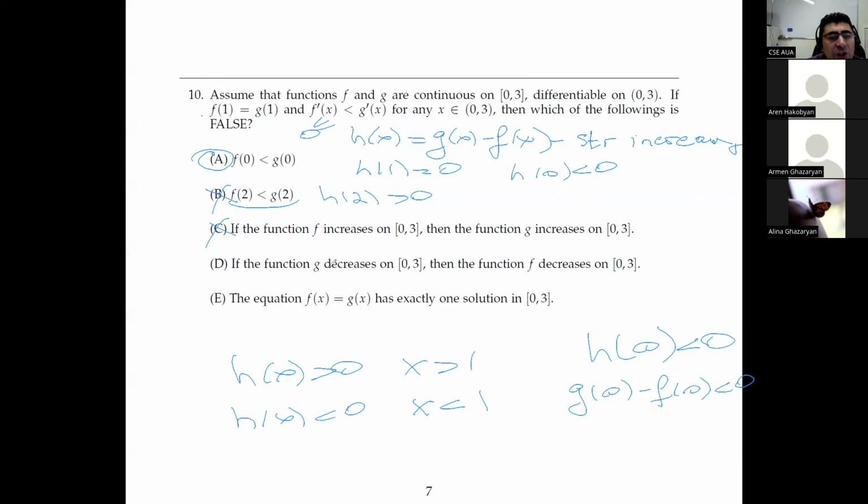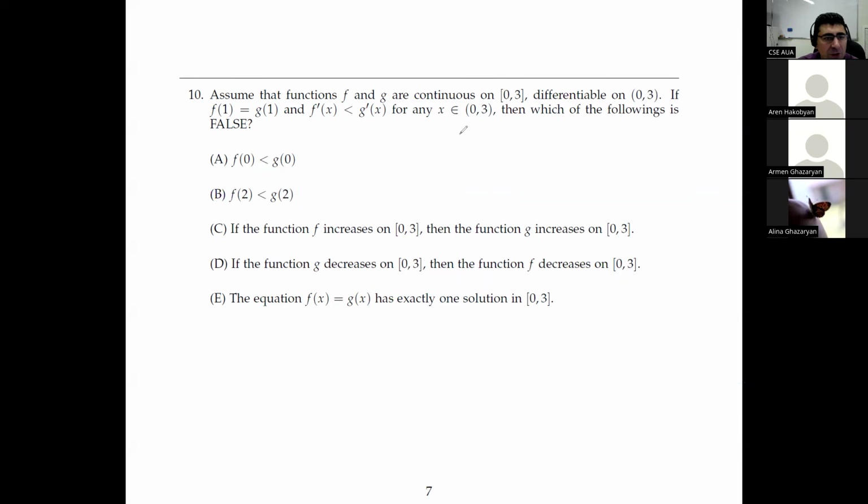G decreasing, f decreasing. Again, here it's very simple to see that this statement is true. If f prime is less than g prime, and g is decreasing, so derivative is non-positive, f prime also is non-positive. Statement is true, so we should drop it. The last one says f(x) equals g(x) has exactly one solution. And this statement also is true.